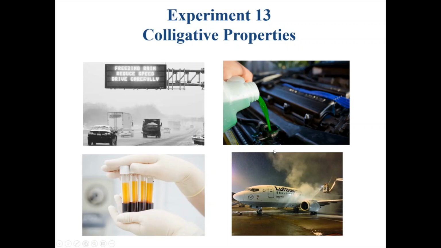In this video, we're going to look at experiment 13, which focuses on colligative properties. To give you some examples of how colligative properties are relevant to the real world, examples of applications that use colligative properties are things like using road salt in the wintertime to melt ice and snow. The salt, when you add it to the ice and snow, dissolves into the ice liquid mixture, lowers the freezing point, and then causes the ice to melt.